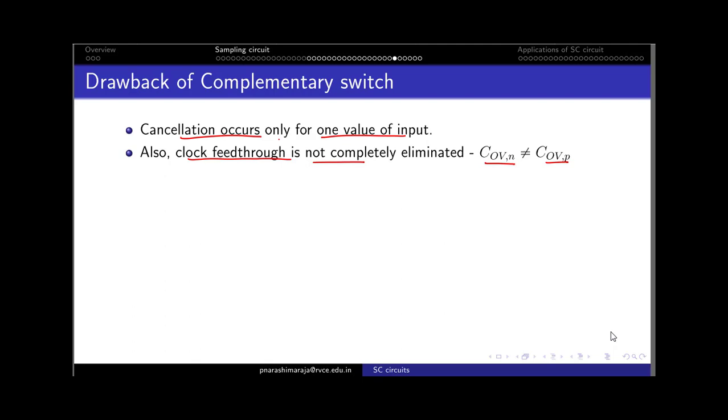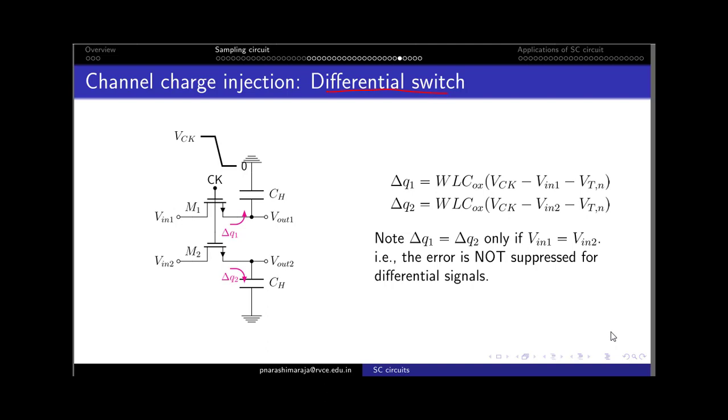Now let us move on to the third type of switch, which is termed the differential switch. Clearly there are two types of inputs, Vin1 and Vin2, and as the name suggests, I have two switches, which are operated with the same signal, the clock. Both these devices M1 and M2 are built using NMOS transistors. If all these things are identical, then one could express the channel charge, delta Q1, with the same expression that I wrote before, except that this was represented as VDD, whereas here it is VCK. It's the same thing: VCK or VDD are the same.